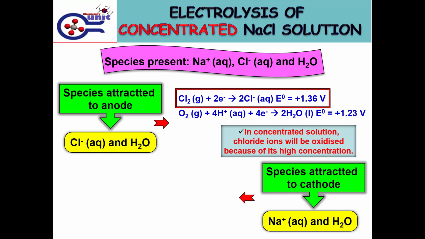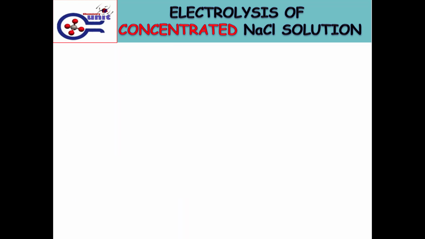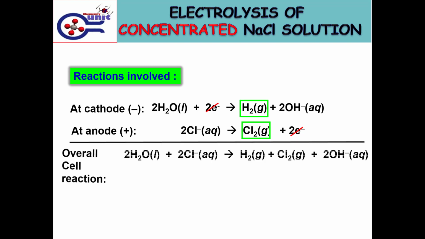At the cathode, water will be reduced just like in the case of dilute solution. So, we can see the difference in products of electrolysis between dilute and concentrated solution only happens at the anode. Overall reaction involved: at the cathode, water will be reduced, while at the anode, chloride will be oxidized. Hydrogen gas is produced at the cathode, while chlorine gas is produced at the anode.